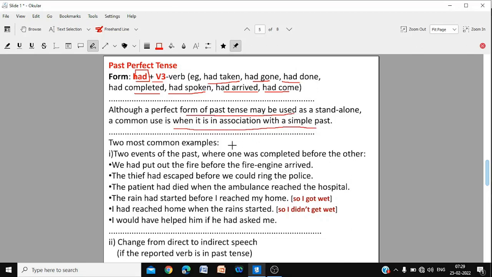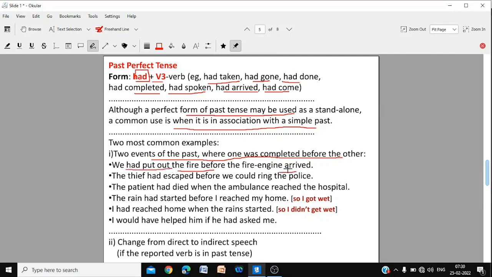Two of the most useful contexts are: one, two events of the past where one was completed before the other. We had put out the fire before the fire engine arrived. The first is in past perfect, had put out.